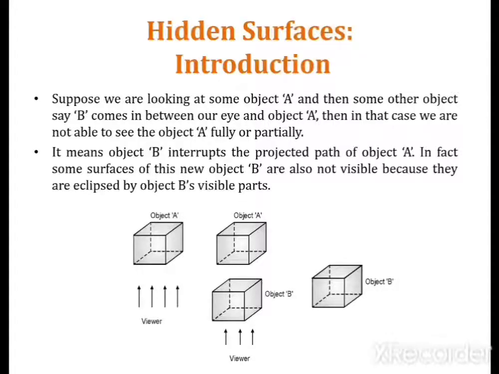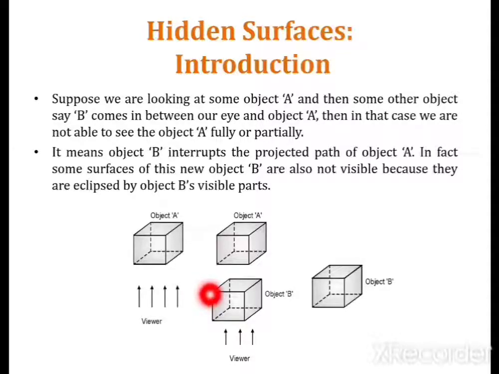Now we are looking at some object A. As you can see in the figure, there is one object and the viewer is looking towards this object. Then some other object, say B, comes in between our eye and that object A. This is a scenario shown by this image. This is my object A, and the viewer is on this side, looking at this object. When another object named B comes in between object A and the viewer, then what happens, we are going to see.